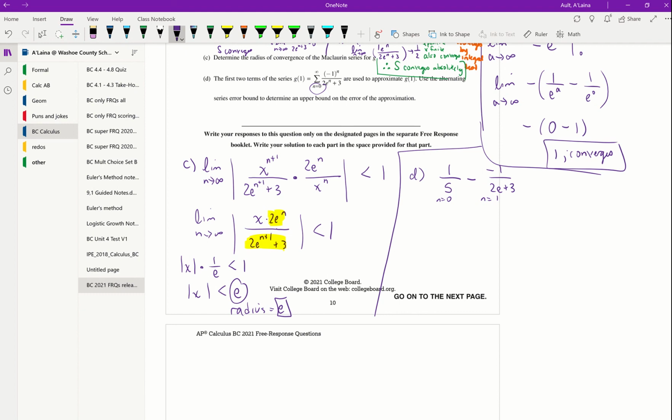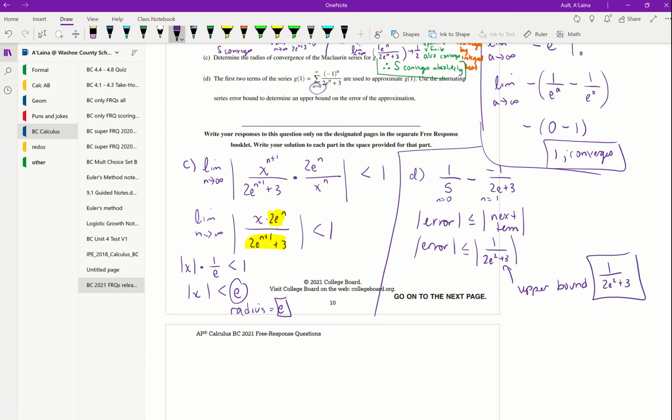Now, the error for this would come from the absolute value of the next term. That's how alternating series bound errors work. So for the error, if I now plug in a 2, I get a 1 on the numerator. On the denominator, I get 2e squared plus 3. And so my upper bound, and it's already positive, so I don't really need the absolute value, but no one's going to be mad at you, for the error is 1 over 2e squared plus 3 for my final answer. And that is the end of the 2021 FRQs.